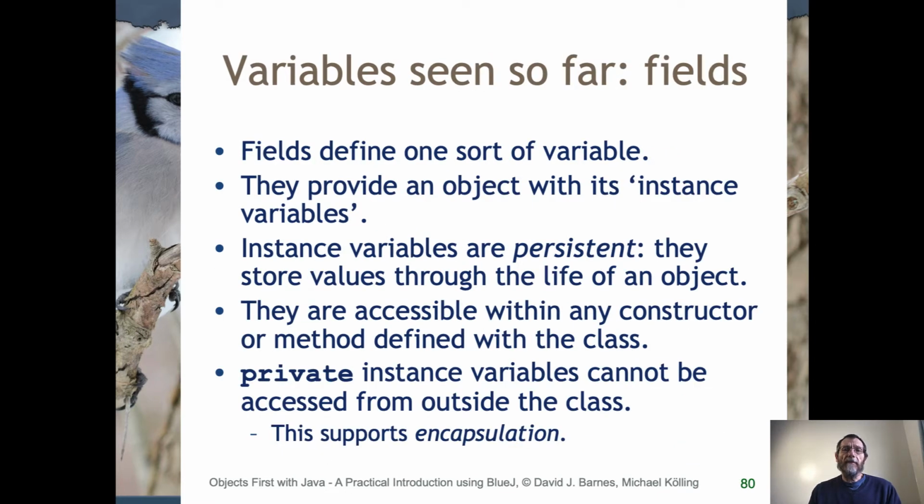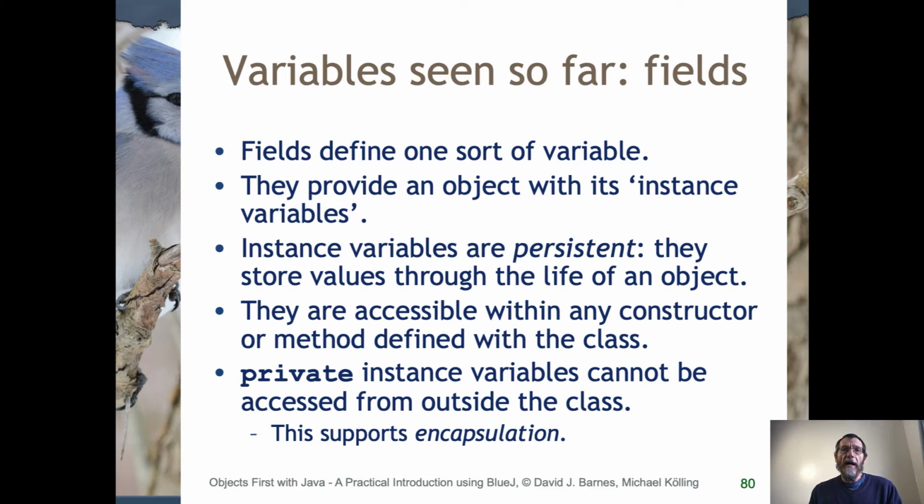We've seen a couple of sorts of variables so far. We've described fields as being one sort of variable. Now, fields provide an object with what are called its instance variables. And instance variables are persistent. In other words, they store values throughout the life of an object. When an object is created or constructed, we use assignment statements inside the body of the constructor to assign initial values to the instance variables. In other words, the variables defined by the fields.